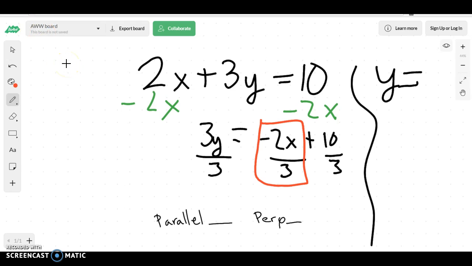Well, the parallel line would be the exact same slope. The perpendicular line would be an exact opposite, so 3 over 2. Let's try another one.